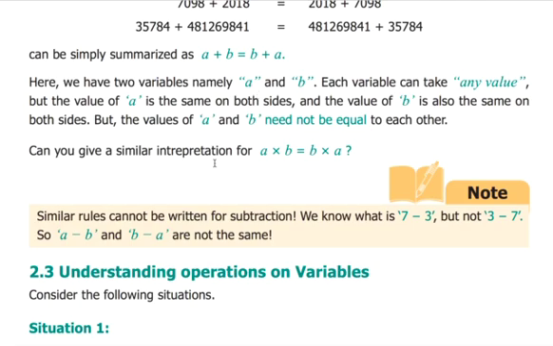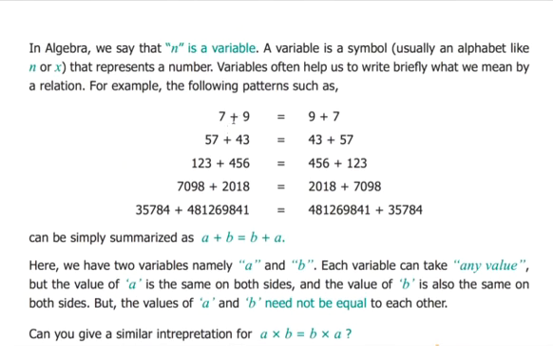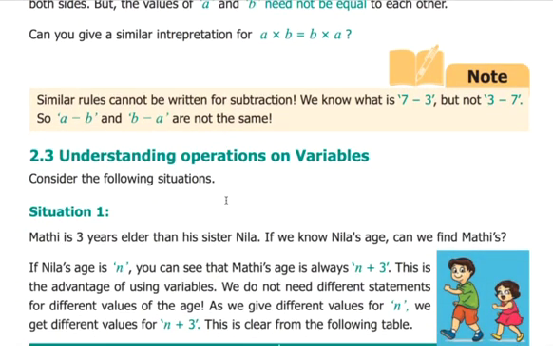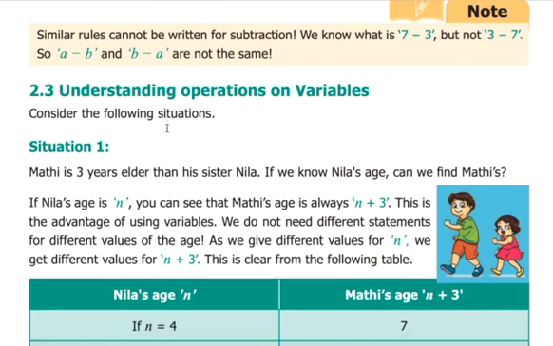Can you give a similar interpretation for a into b equal to b into a? Surely, instead of putting plus here, you just put that cross symbol, the multiplication symbol, on both sides. You can give the same interpretation. Similar rules cannot be written for subtraction. We know what is 7 minus 3 but not 3 minus 7. So a minus b and b minus a are not the same. That also we can represent in an equation form.